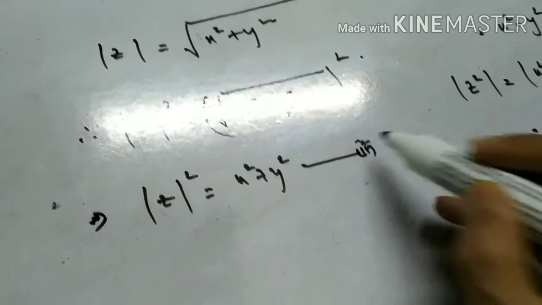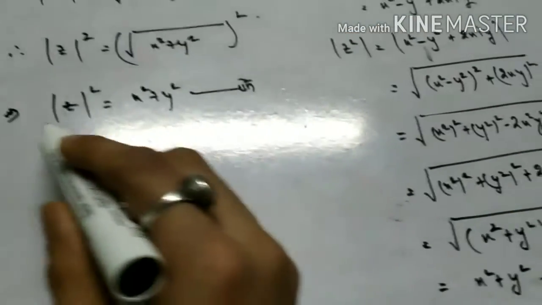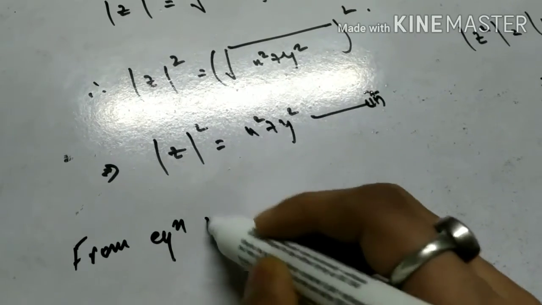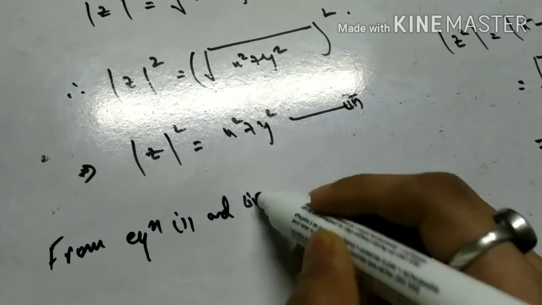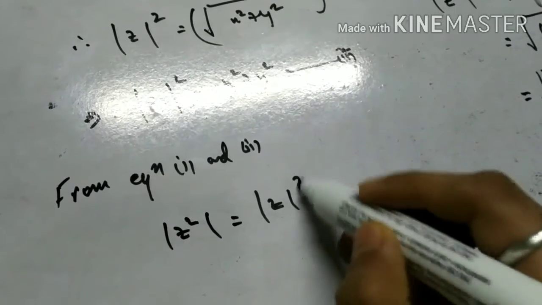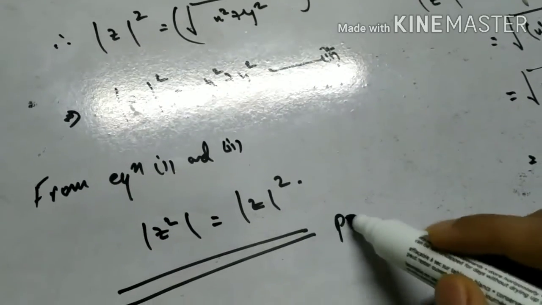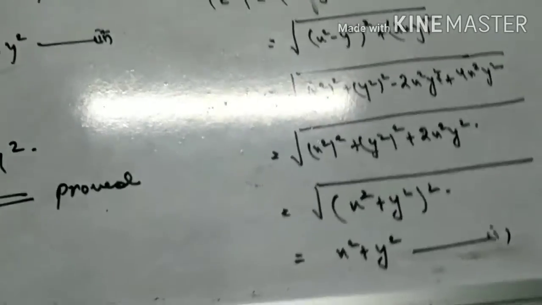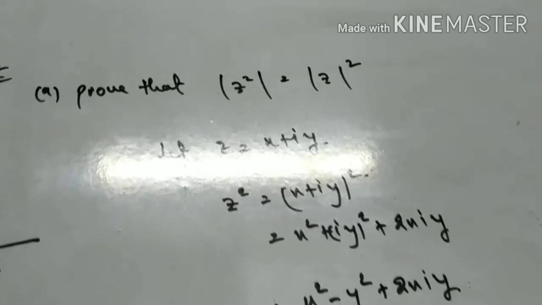This is equation 2. So from equation 1 and from equation 2, from equation 1 and 2, what I can say, that this is equal to this, it is proved. Understand? So like that we can do.